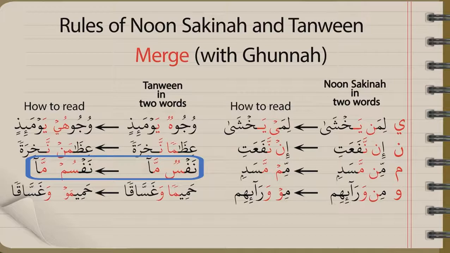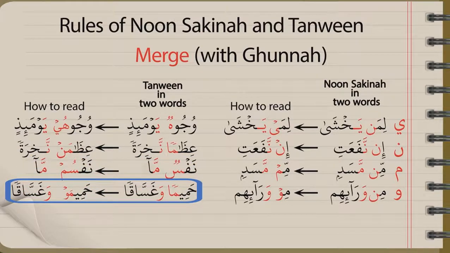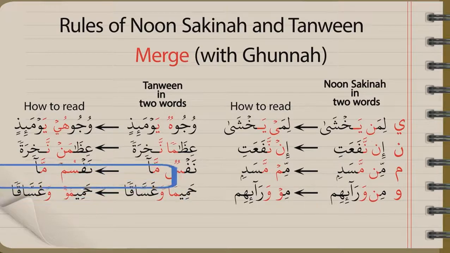With the Mim, نفس ما. We replace the second Dhamma with the Mim. نفس ما. Well, حميما وغساقا. We replace what? The second Fatha with the Waw. So we read it حميما وغساقا.